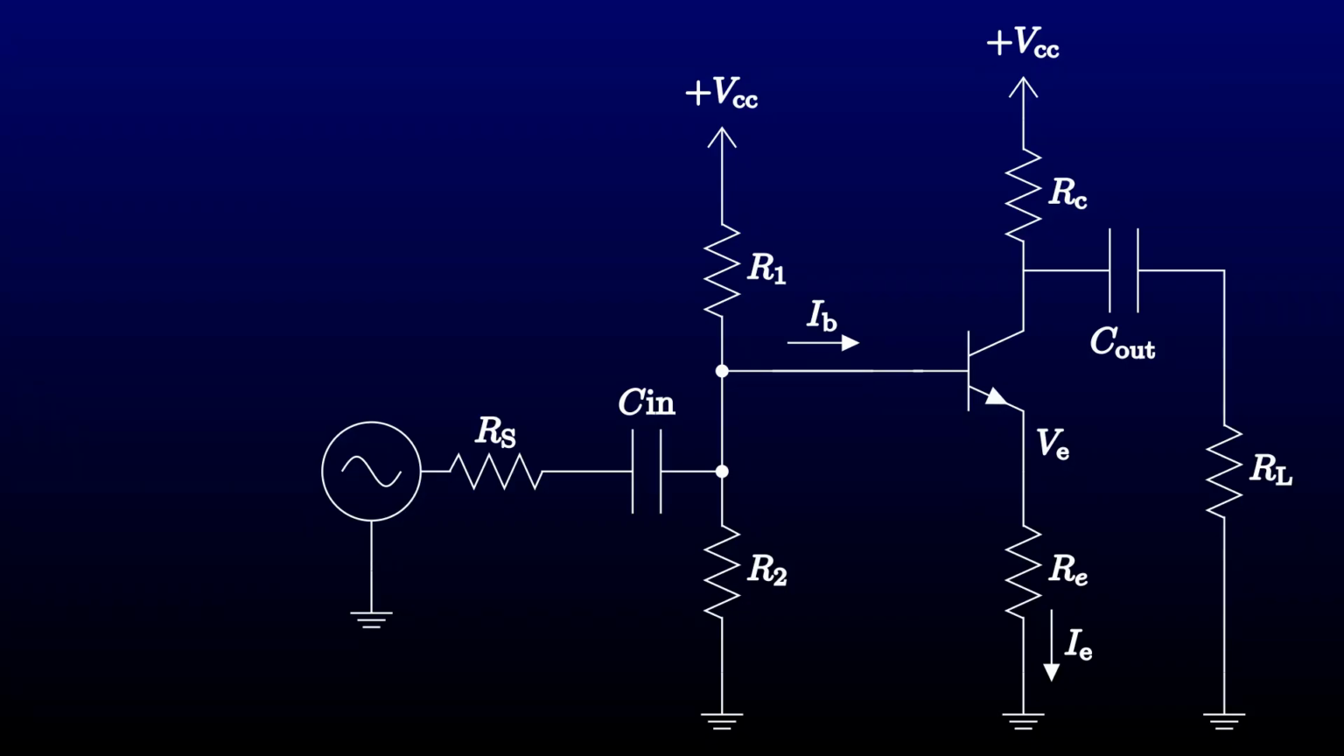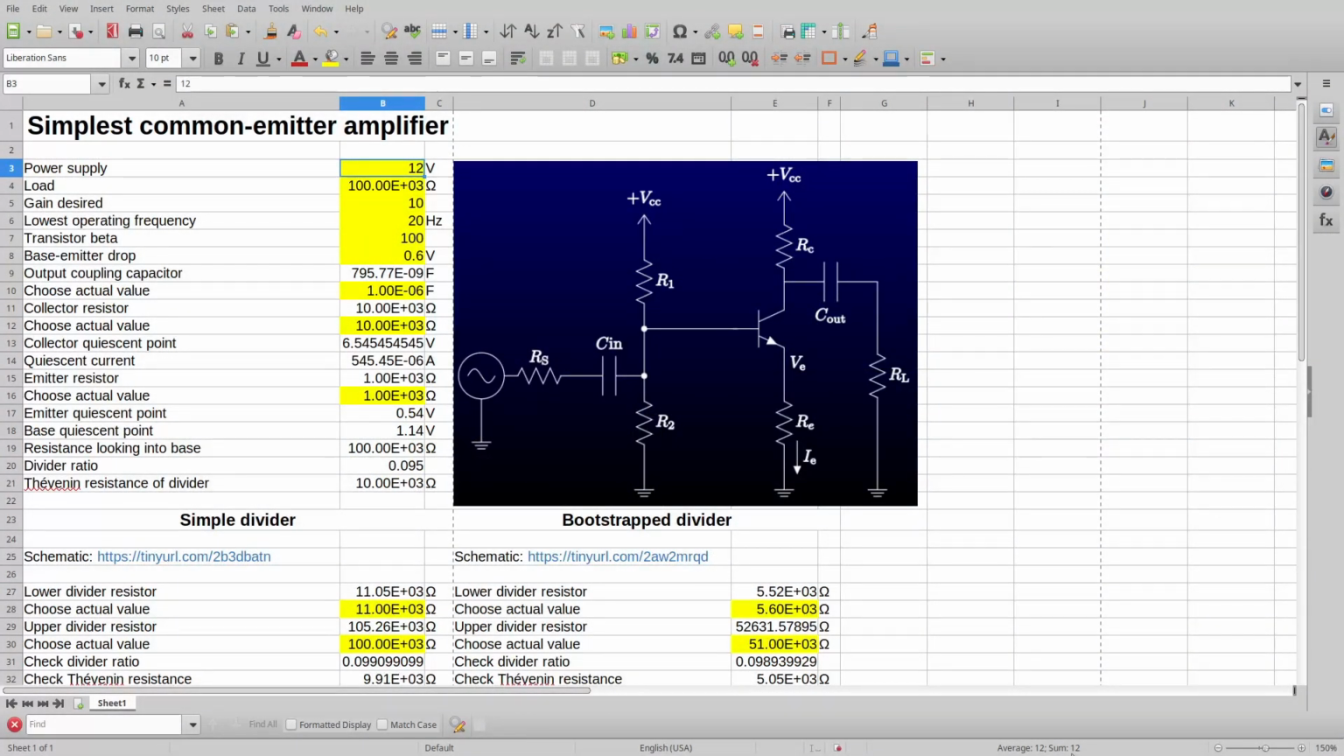We can choose the component values the same way we did for the emitter follower, working back to front. I find it easiest to do circuit calculations in a spreadsheet. I often start with just a blank sheet and set it up for the problem at hand, but I'll give you a starting spreadsheet if you like. It's on the project GitHub, link down in the description. It's pretty close to what we ran through with the emitter follower. I start with the power supply voltage, the load impedance, the gain that I want, the lowest operating frequency, the transistor beta, and the figure for the diode drop between base and emitter.